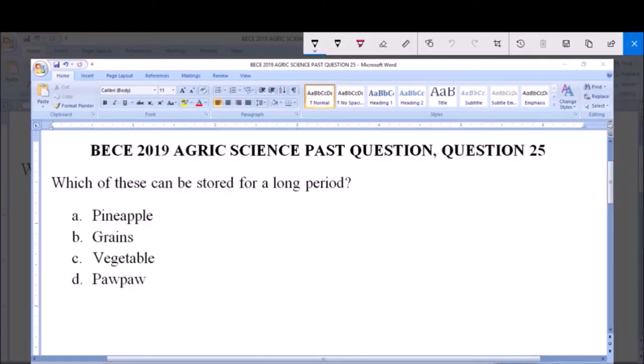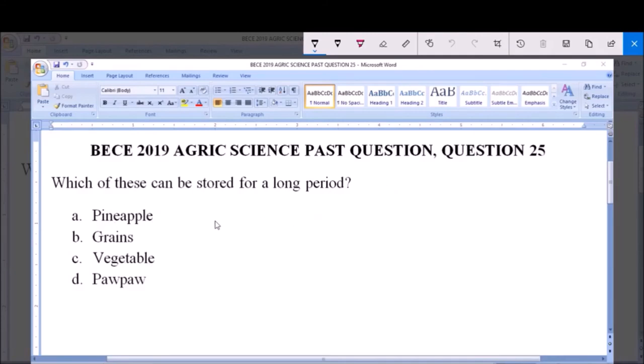Good day and welcome. Today we're going to be dealing with BECE 2019 Agric Science past question, question 25. Which of these can be stored for a long period? A. Pineapple. B. Grains. C. Vegetable. And D. Pawpaw. Now we are asked to pick which of these agricultural products can be stored for a long period.